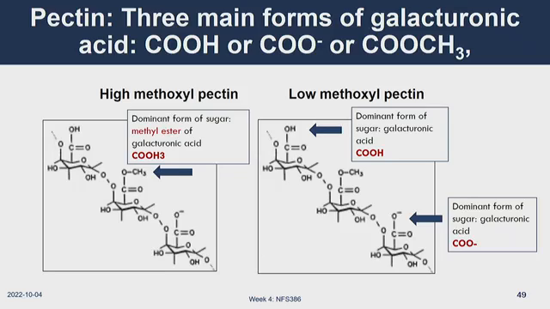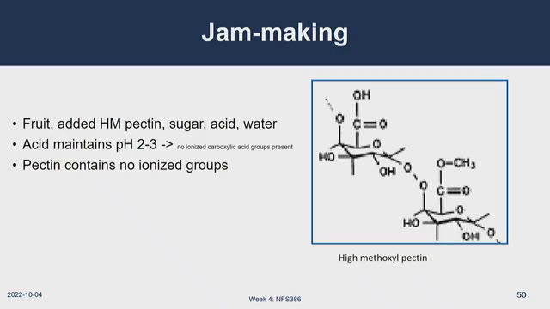This is how we can differentiate between the two types, and this is what we need to make jam, for example. For jam making, we need fruits, and we need high methoxyl pectin, the one that has a methyl ester, the COOCH3. This is present in fruits and vegetables, obviously, and even for the one that we find in the market, the dominant form is the HM.